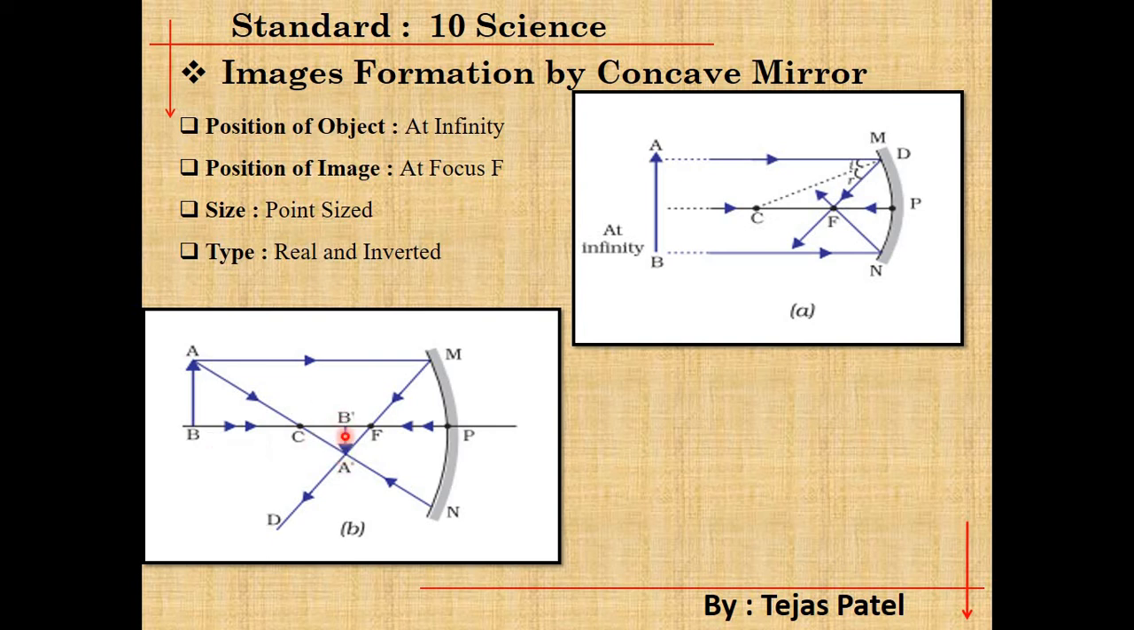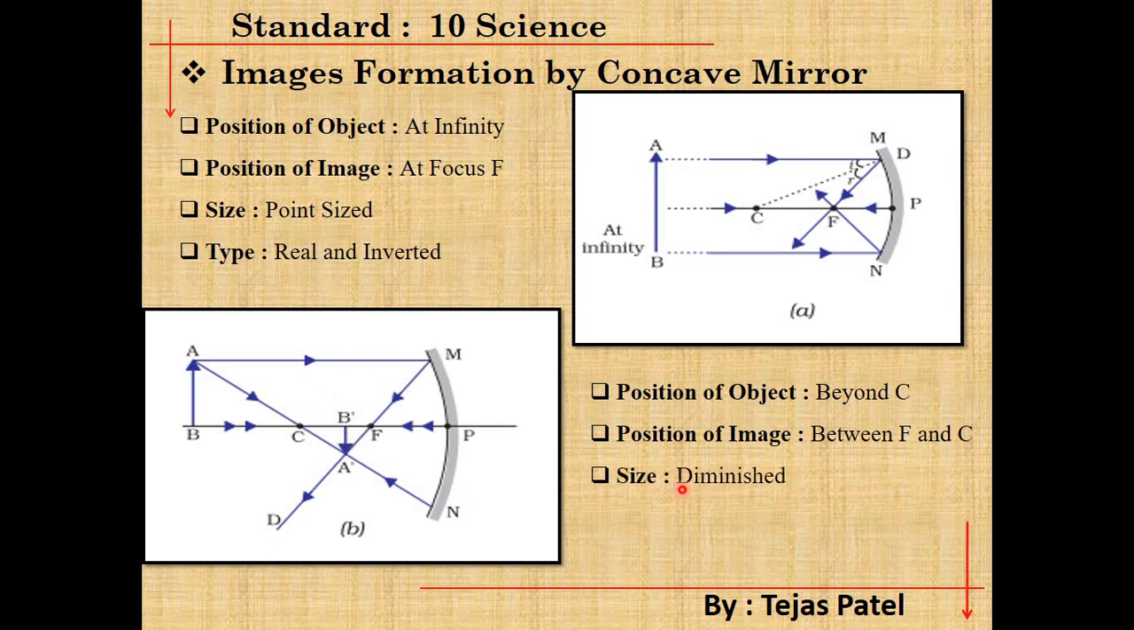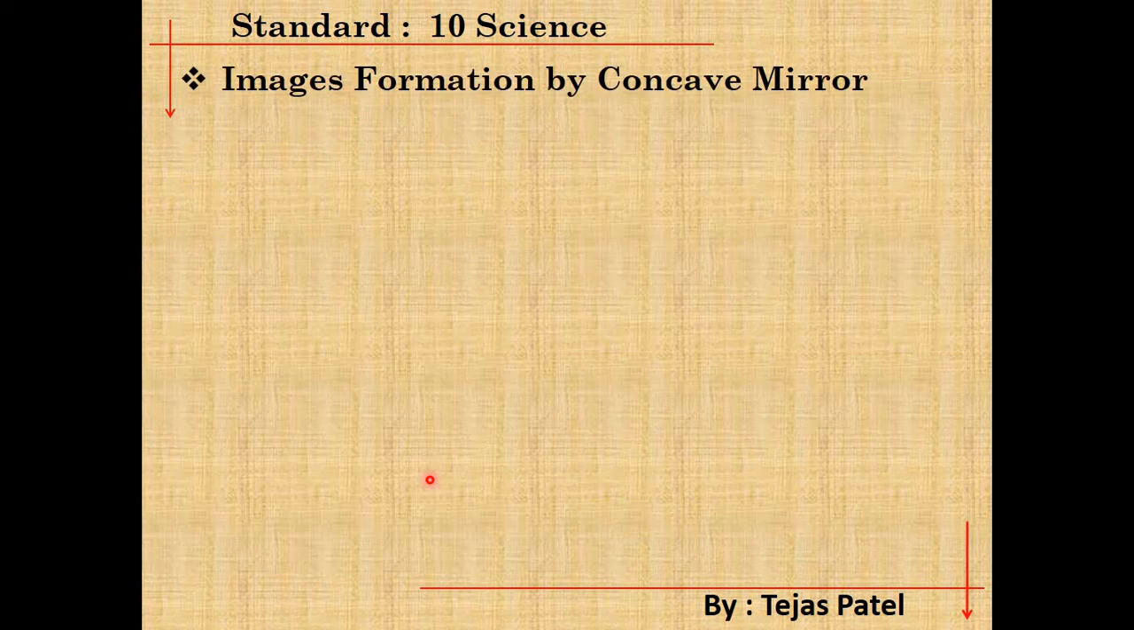So as you can see, again a real and inverted image is formed. So in this case, the position of the object is beyond C. You can get the image between C and F. As you can see, size of AB object is large while A dash B dash image is small. So size is diminished. And type real and inverted. As you can see, these 2 points, the rays are meeting in real. So a real and inverted image will be formed.